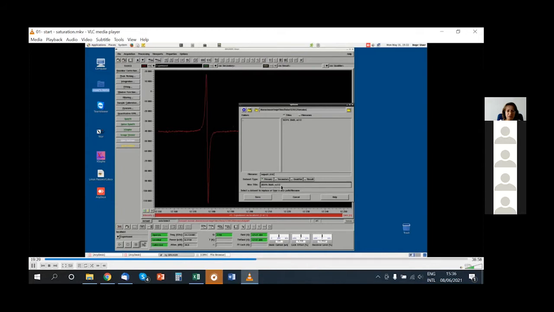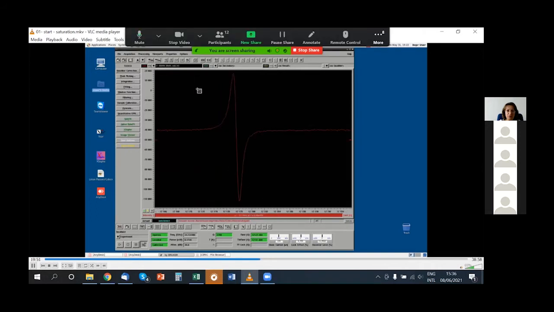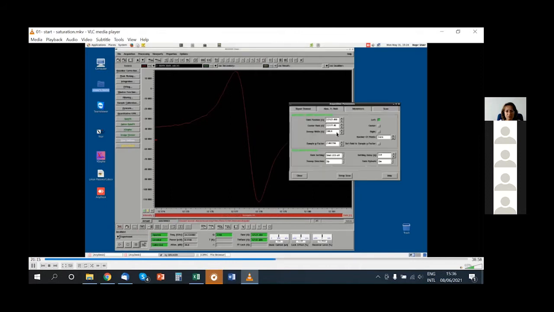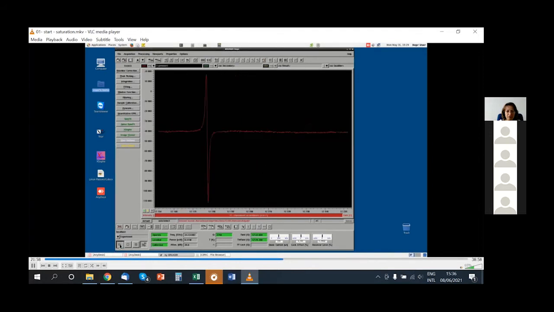So we have now a second spectrum with smaller modulation amplitude. And we check again the line width and the G factor. You adjust some parameters again.